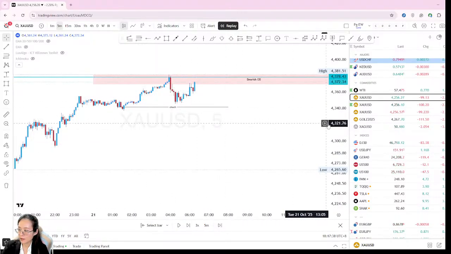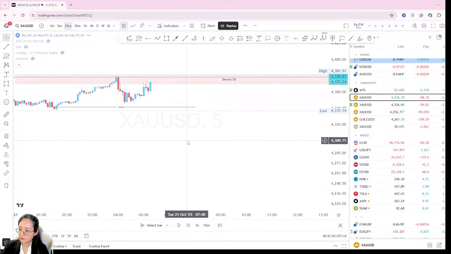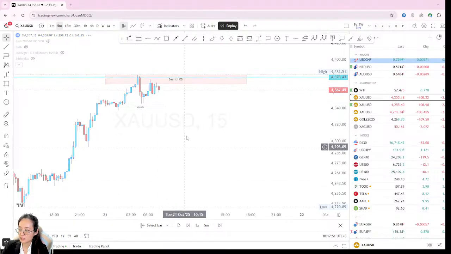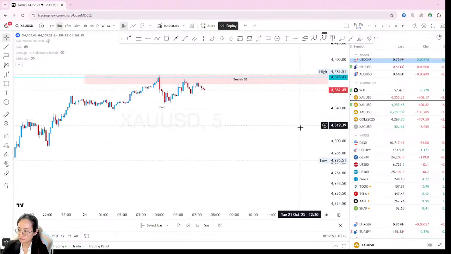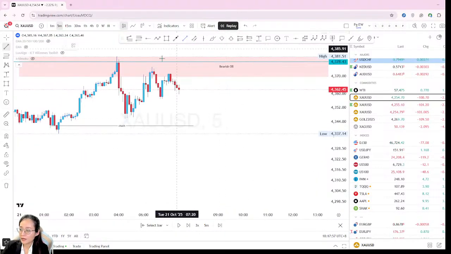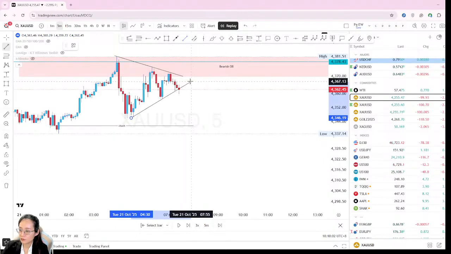You see they have the first rejection on M5. M15 also has the rejection, and it was ranging here on M5. I remember. Go back to the M5. What do you see? M5 is starting to make a triangle, from here, a triangle.